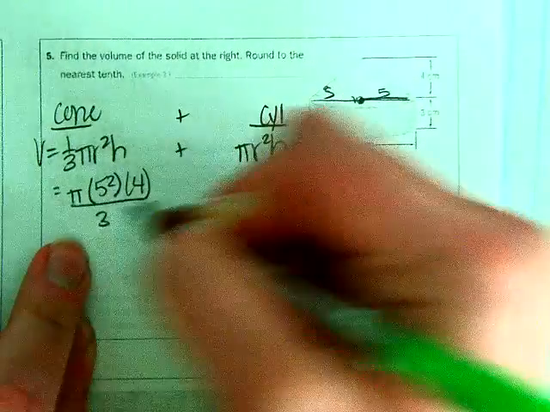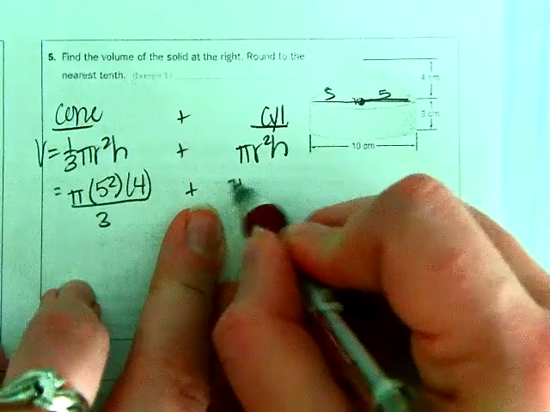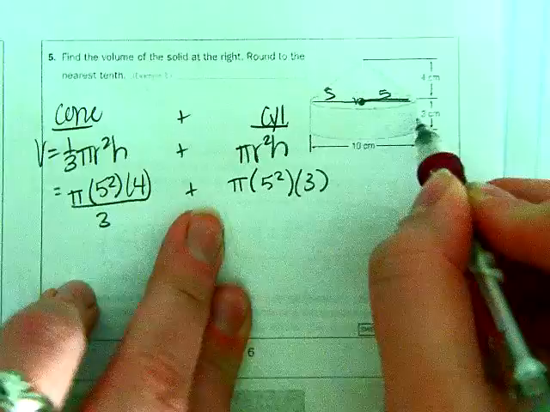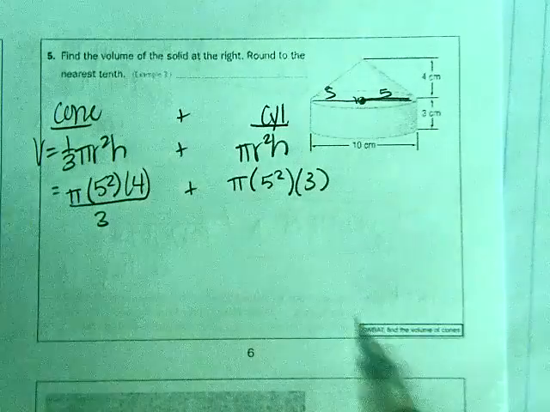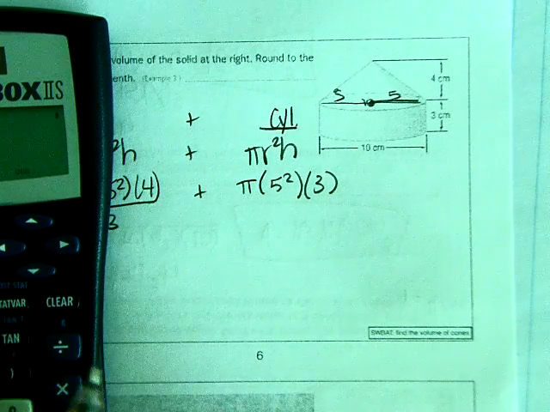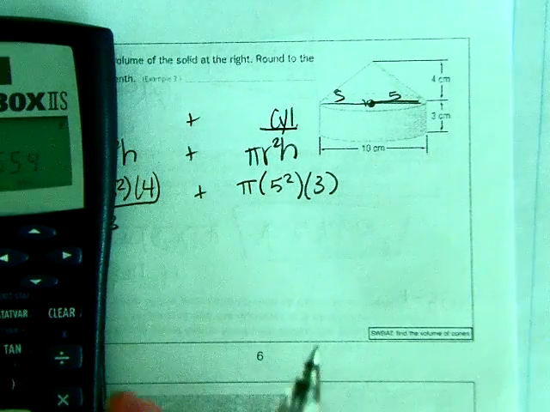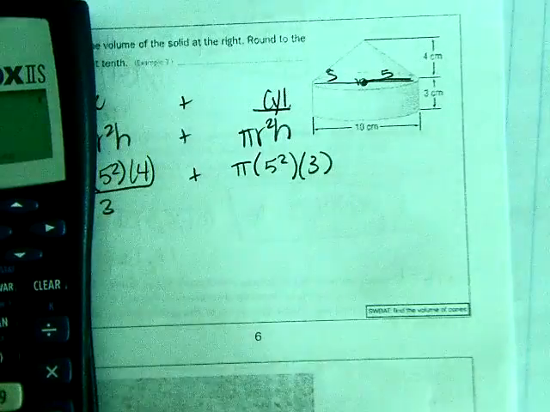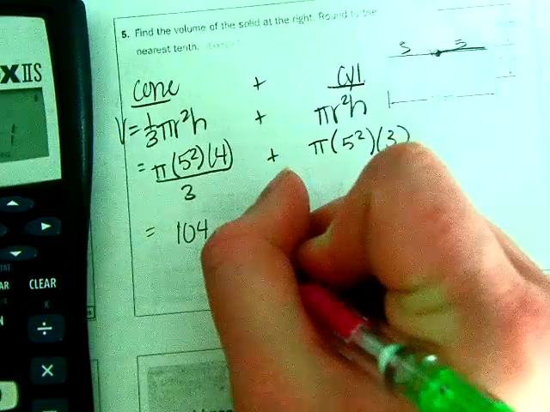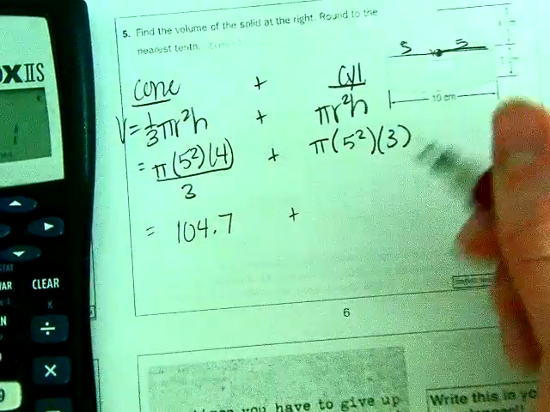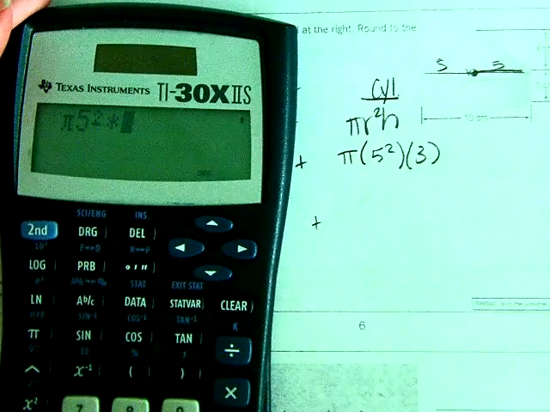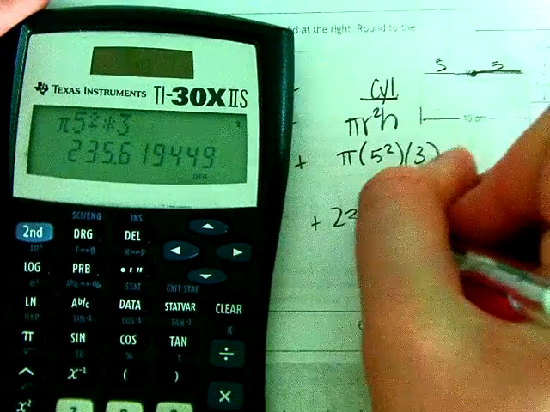And then I have to take that divided by 3. Plus pi, the radius of the cylinder is the same, 5 squared, and the height of the cylinder is a little different, 3. So pi 5 squared times 4 divided by 3. So cone is 104.7 plus pi 5 squared times 3, 235.6.